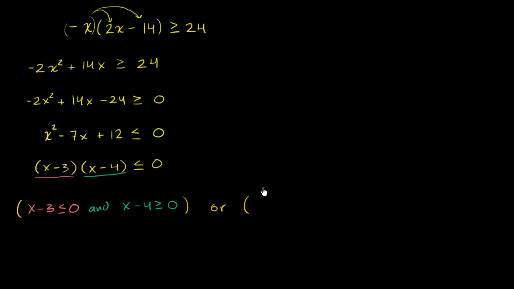Or the other way around. Or x minus 3 is non-negative, it's greater than or equal to 0, and x minus 4 is non-positive, x minus 4 is less than or equal to 0. Once again, they're either 0 or different signs. That's all I'm doing with this little logic work right over here. So what does this simplify to? So x minus 3 less than or equal to 0, add 3 to both sides. You get x is less than or equal to 3, and x minus 4 is greater than or equal to 0.